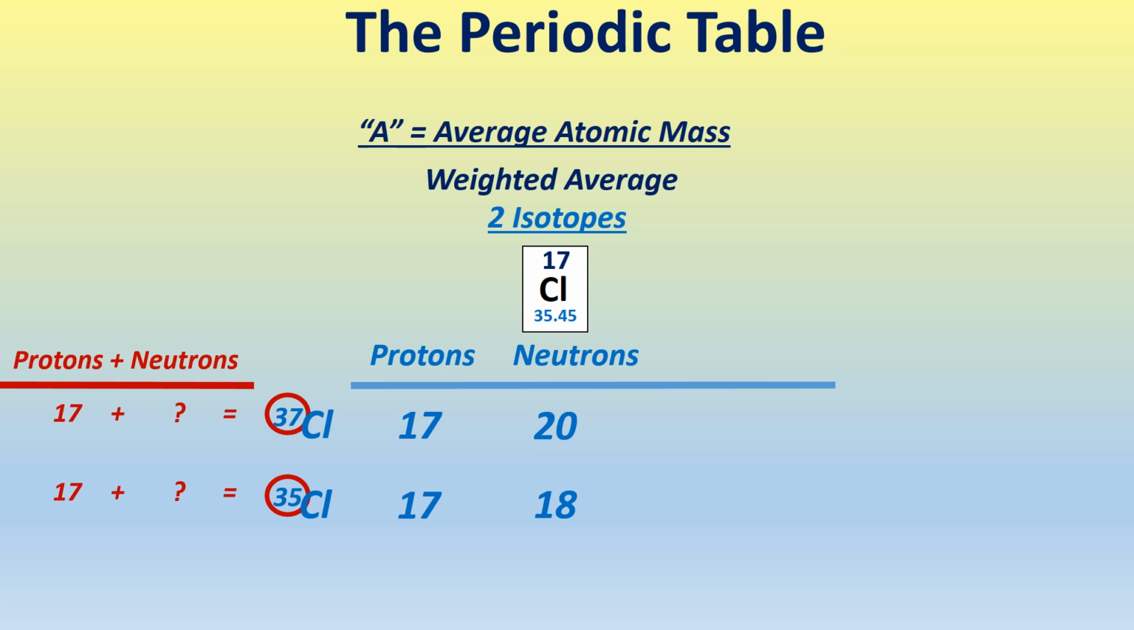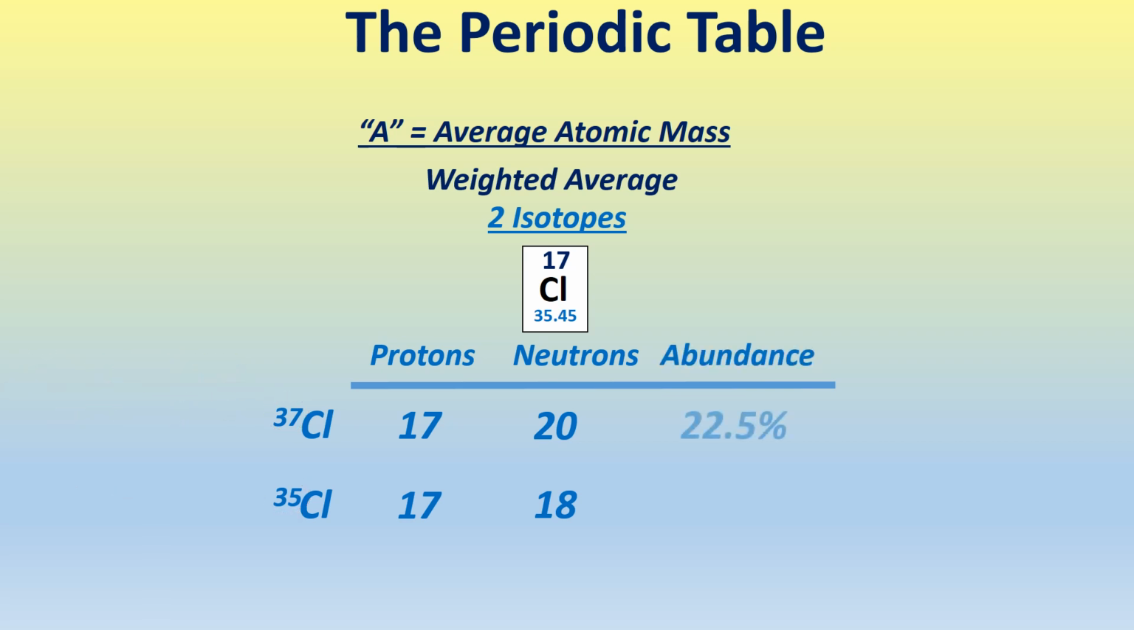Isotopes exist in nature in varying quantities. That's not necessarily a 50-50 split. They come in various ratios. For example, chlorine 37 has an abundance of 22.5%, and chlorine 35 is 77.5%.